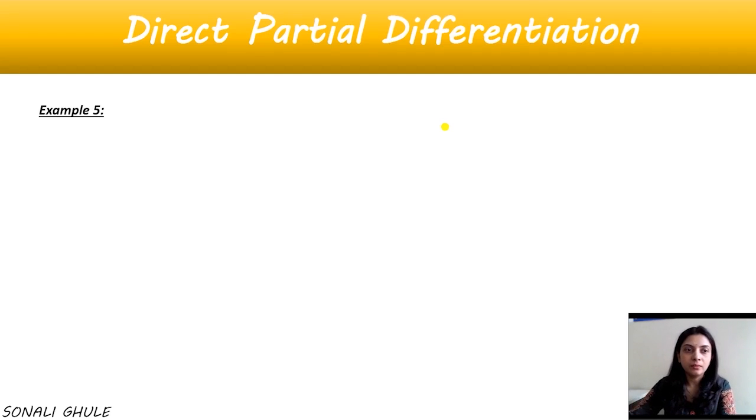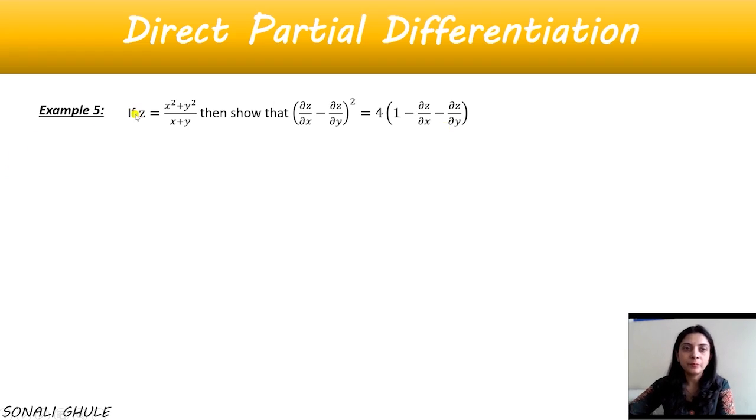So here, this is our fifth example. Z is given to us: z equals x square plus y square upon x plus y. Then we have to show that (dou z upon dou x minus dou z upon dou y) whole square is equal to 4 times (1 minus dou z upon dou x minus dou z upon dou y). This we have to prove here.